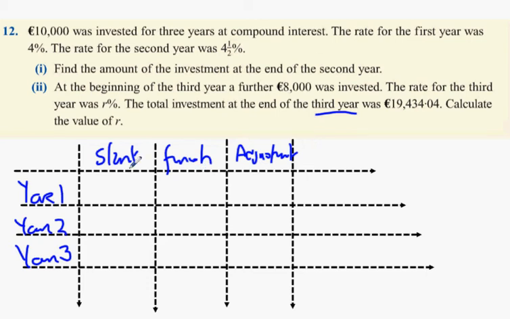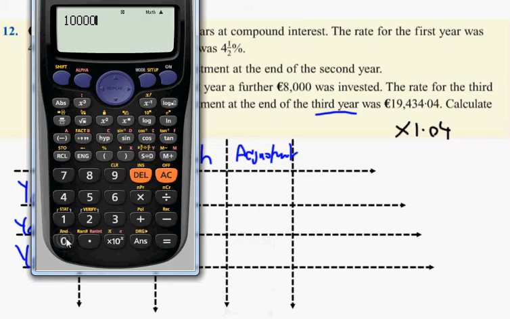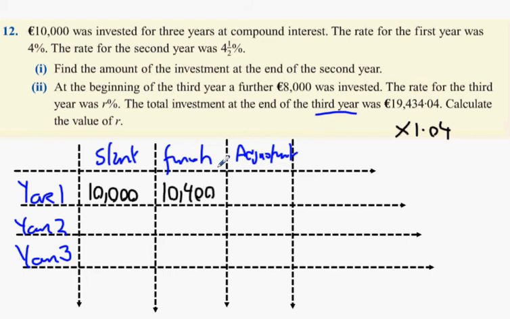So, start is €10,000 invested for 3 years at compound interest. The rate for the first year was 4%. So 10,000 multiplied by what? Going to multiply that by 1.04, and what do we get? 10,400, is it? Sorry, somebody tell me. 10,000 multiplied by 1.04? I think so, it was 10,400. Okay. Do we do anything at the end of year 1? No, we did nothing at the end of year 1, so there's no adjustment.